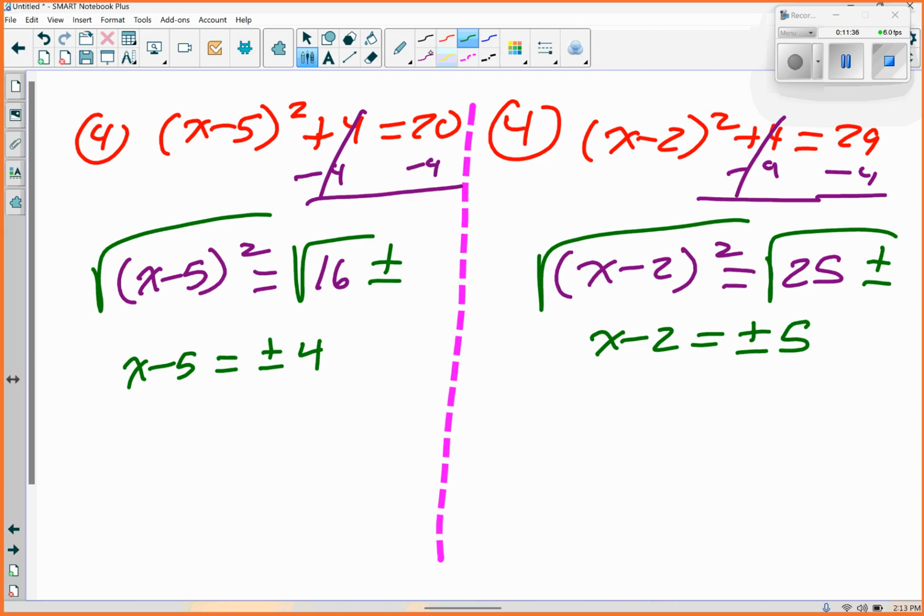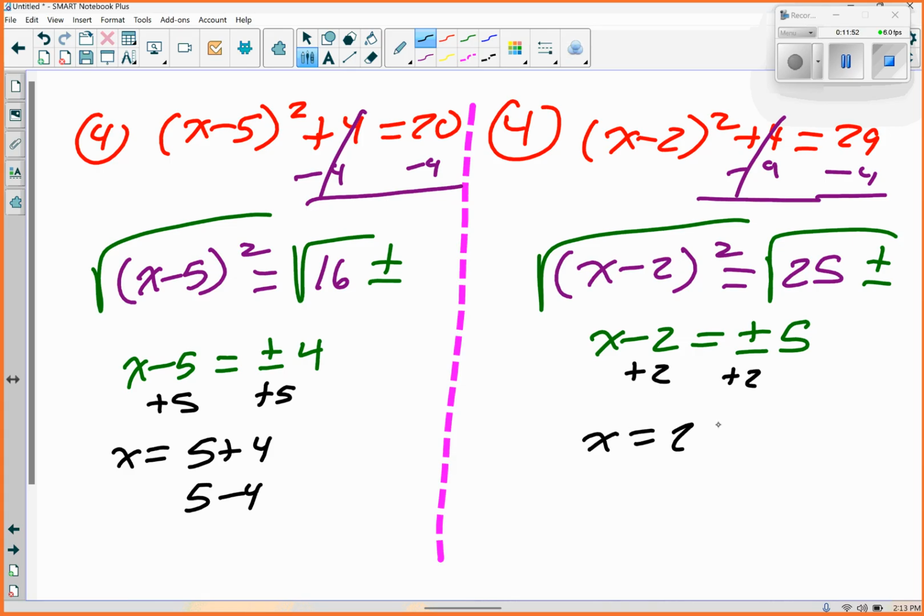Okay, am I done with those problems? No, I want x by itself. So I'm going to add 5 to both sides. So I'm going to get 5 plus 4 and 5 minus 4. On this one, I'm going to add 2 to both sides. So I'm going to get x equals 2 plus 5 and 2 minus 5. And then just do the arithmetic. 5 plus 4 is 9. 5 minus 4 is 1. There's my answers there. This one gives me 7, and this gives me negative 3.